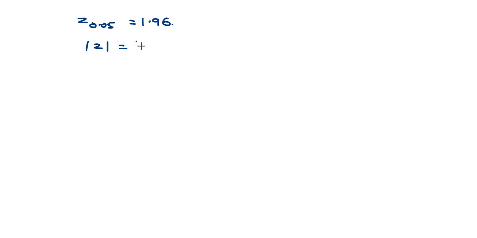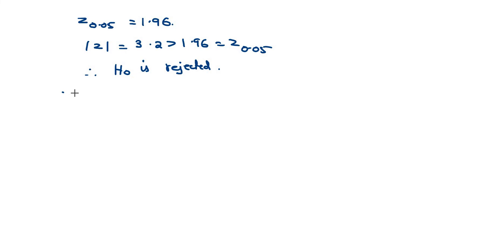So the calculated value 3.2 is greater than 1.96, the table value. The calculated value is greater than the table value. Therefore, H0 is rejected.